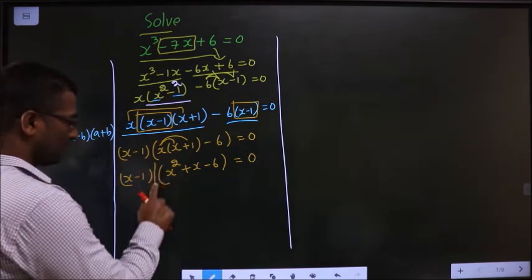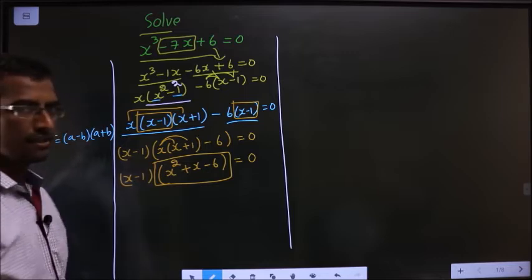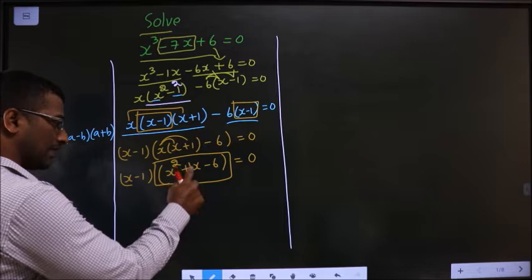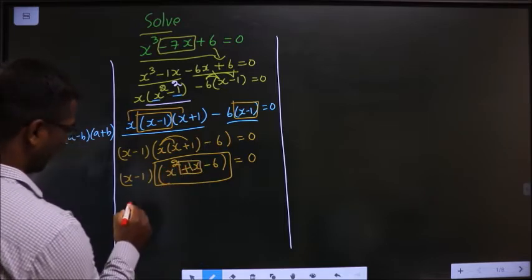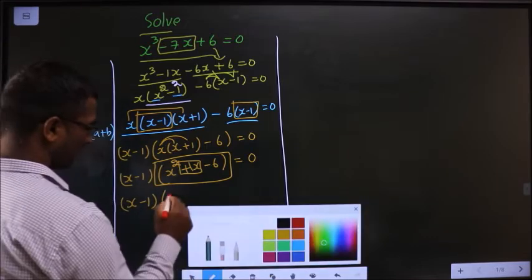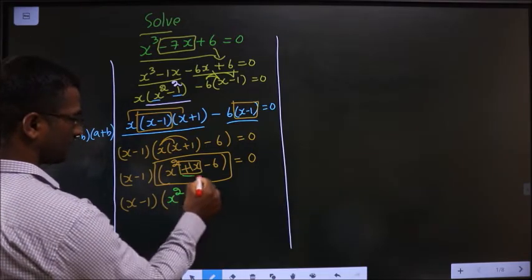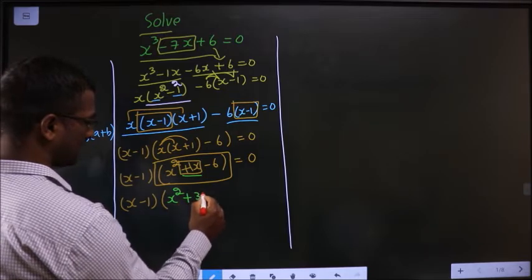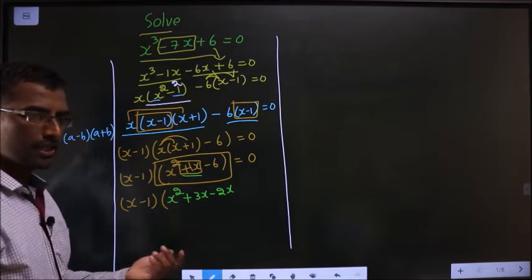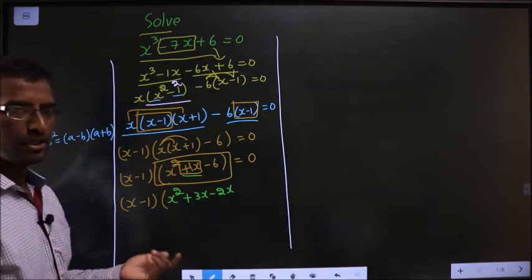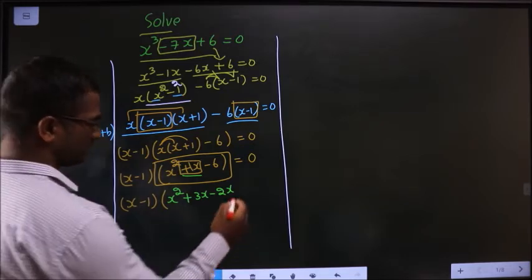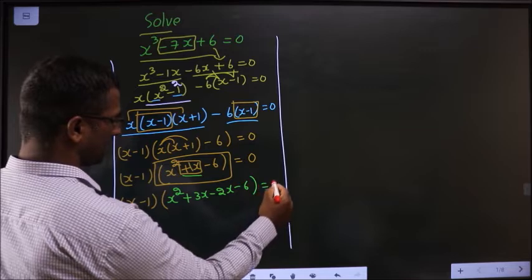Now, what will you do? This is a quadratic. So factorize it. And how do we factorize? Again I change the x term only. And how do I change? In place of plus 1x, now I will be writing plus 3x minus 2x. Okay, I am not teaching factorization, I am writing directly. If you want to learn factorization, see factorization playlist. Okay, next. Minus 6 equal to 0.